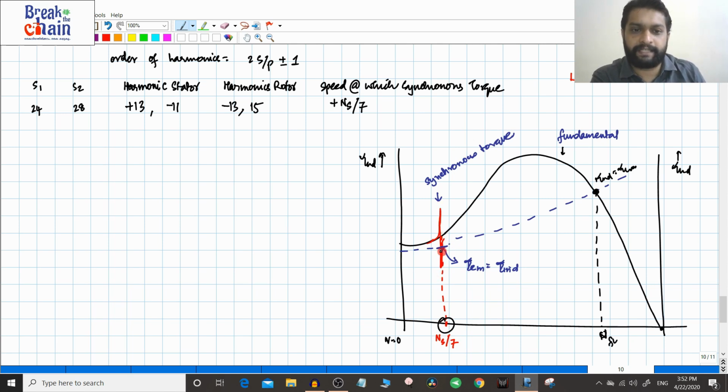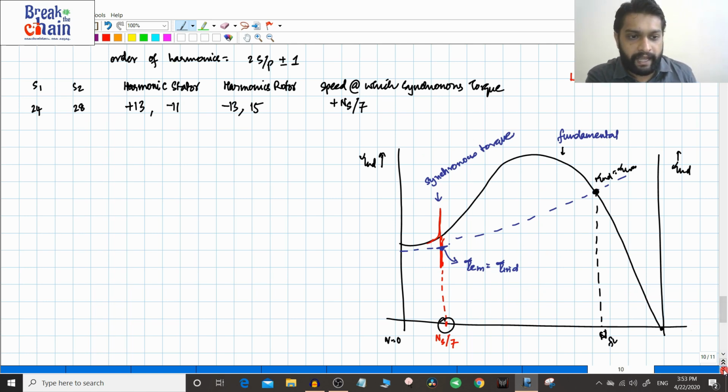So you can see that there is another point where the induced torque and load torque become the same because of this synchronous torque. This phenomenon, where the motor is rotating at a lower speed due to the locking of the stator and rotor poles, or the production of the synchronous torque due to the harmonic poles, is called crawling of the induction motor, right? So that is what we have seen in the previous video.